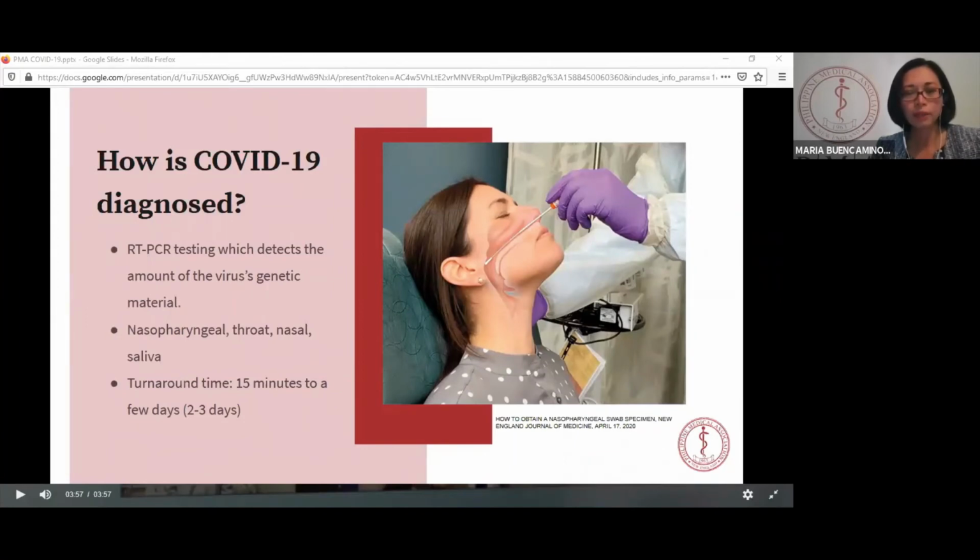Other samples can be obtained through throat swab, nasal swab, and saliva, depending on the type of test. The turnaround time for the COVID-19 PCR testing has significantly improved as these testing supplies become more available. So the turnaround time can be anywhere from 15 minutes to a few days, depending on where you go for testing. Next slide.